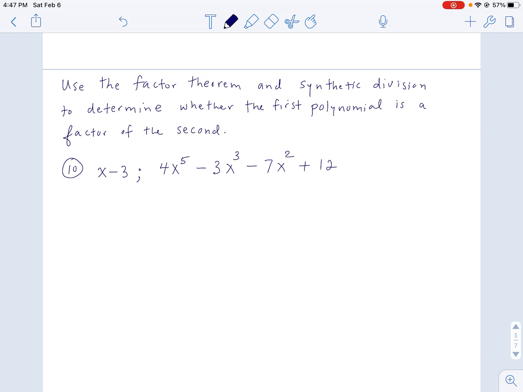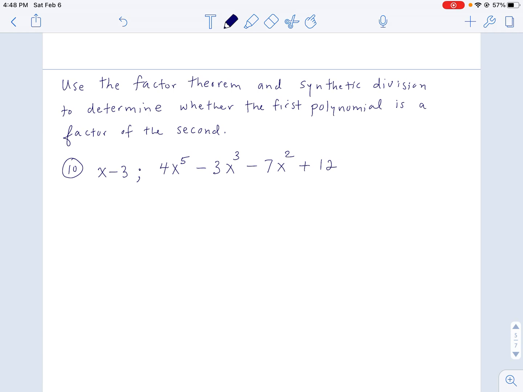Number 10 on the class exercises says, is x minus 3 a factor of 4x to the fifth minus 3x cubed minus 7x squared plus 12? You know what we do? We do synthetic division. If we get a remainder of 0, we have a factor. If we get any other remainder, we don't have a factor.